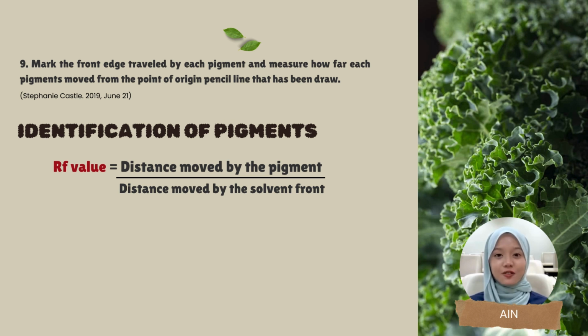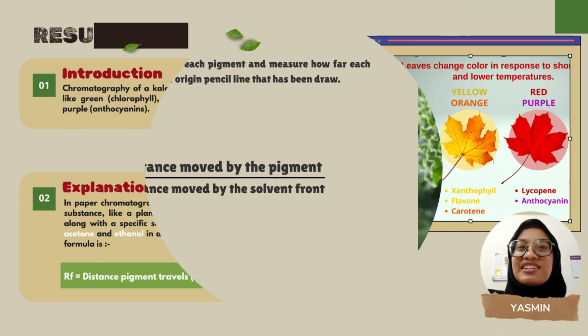In order to identify the pigments, firstly, you need to calculate the RF value for each pigment that you found on the chromatogram. So, RF value equals the distance moved by the pigment divided by the distance moved by the solvent front.